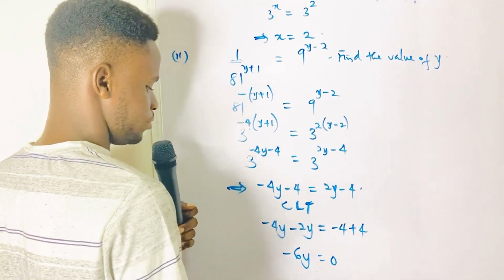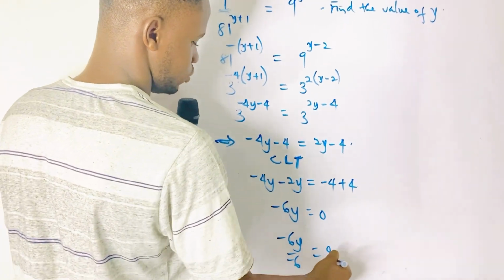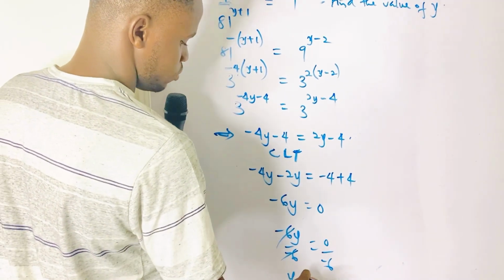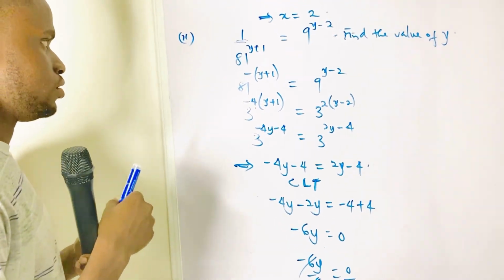So what are you going to do here? You divide both sides by what? By minus 6, the coefficient of the unknown. And y will simply be what? y will be 0. So the value of y here is 0.